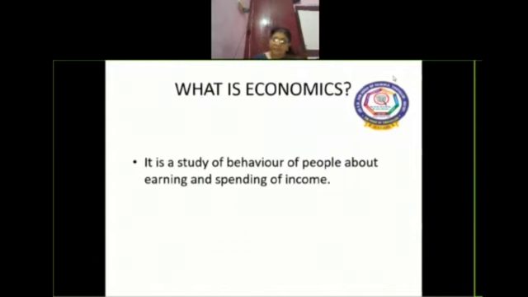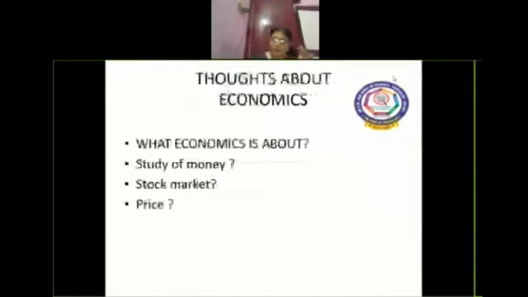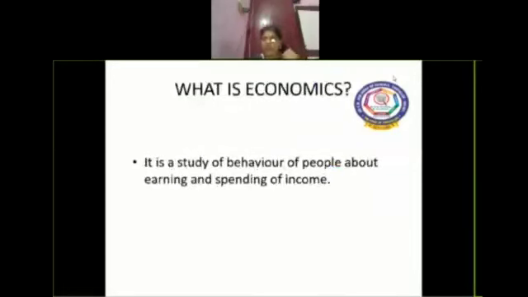But in fact, economics includes all these things, money, market, price, and many other things, but none of these individually conveys what economics is about. The simplest way of describing economics is that it is a study of the behavior of people about earning and spending of income. If you take an individual, we can take it as the behavior of the people, how much they are earning and how they are spending their income.